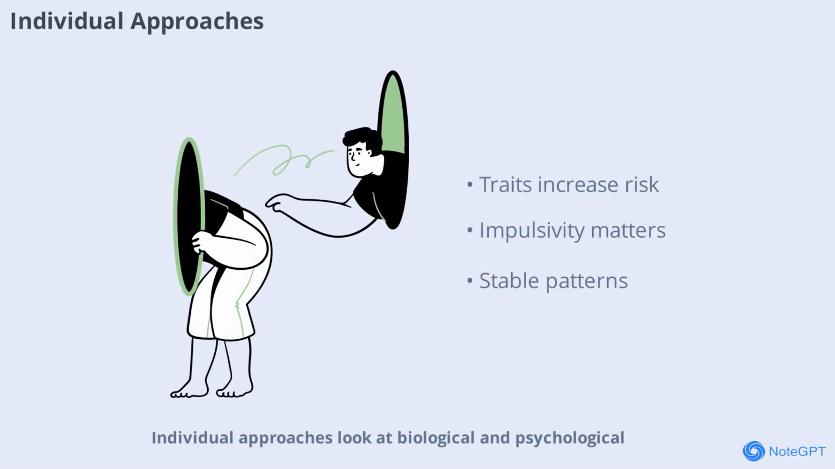Individual approaches look at biological and psychological traits that increase the risk of offending. For example, antisocial personality traits, like impulsivity, low empathy, and aggression, are linked to higher offending risk. Someone high in impulsivity and low in empathy may react aggressively to provocation, increasing the risk of violent crime. These approaches explain stable individual differences, but can risk ignoring broader social and structural drivers of crime.